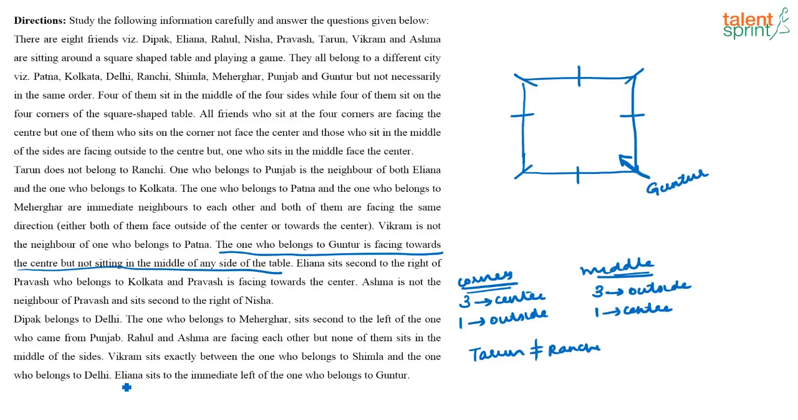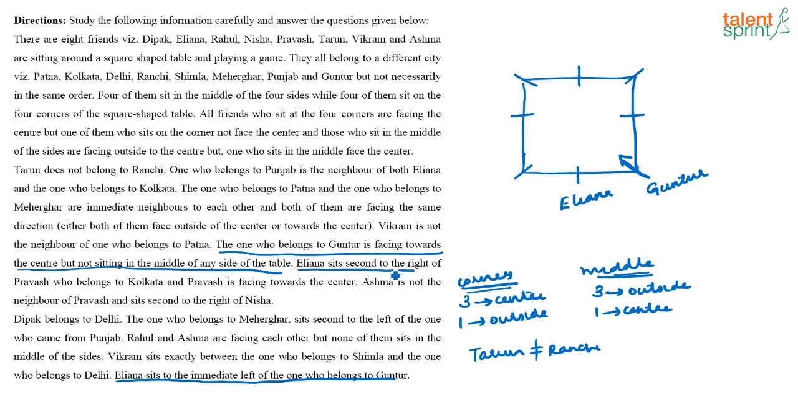Then if you see the last statement here, what have they said? Eliana sits to the immediate left of the person who belongs to Guntur. So if this is Guntur, this has to be Eliana. Okay, she is sitting to the immediate left of the person who is belonging to Guntur. Now I have fixed these two. Now let us look here. What are they saying?